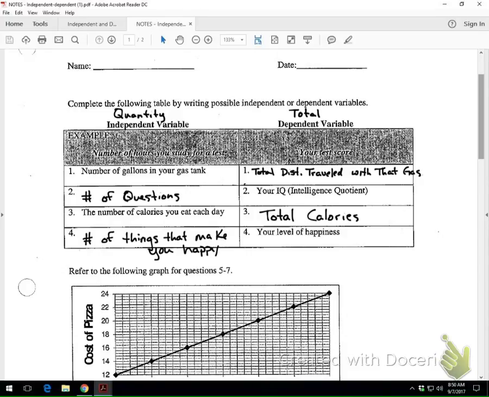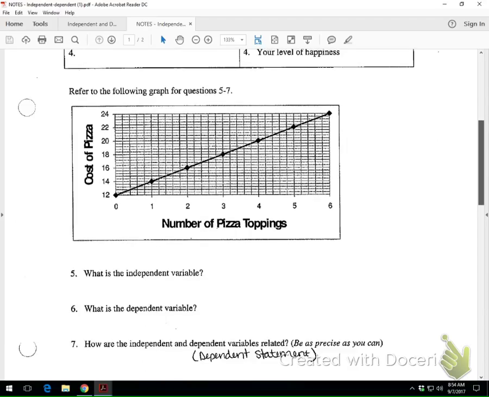Pretty simple, okay? So independent is a quantity, a number of something. Dependent's a total amount of something, okay? So keep that in mind. Okay, we got that? Okay, let's go down to this graph right here.